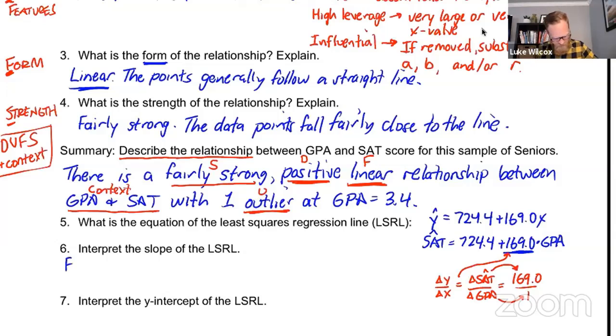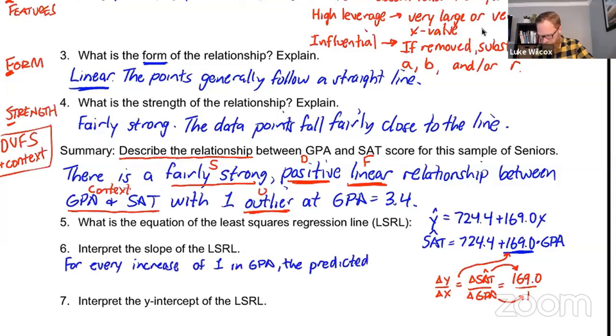I would say this. For every increase of 1 in GPA, the predicted SAT score increases by 169.0 points. Let me highlight a couple important parts of the way that we've worded this here, all right?